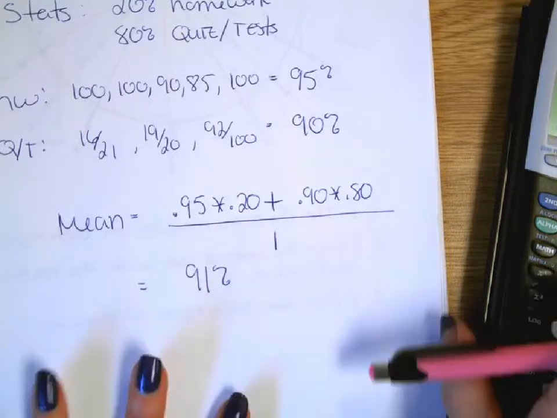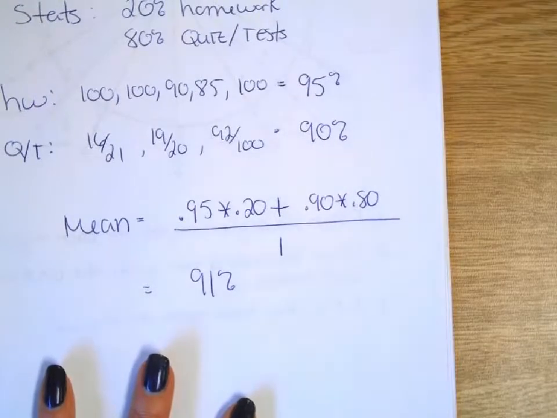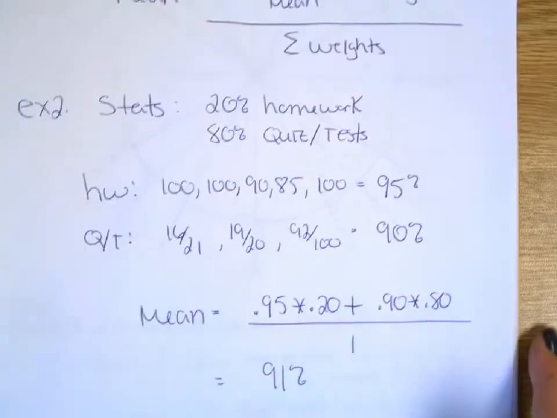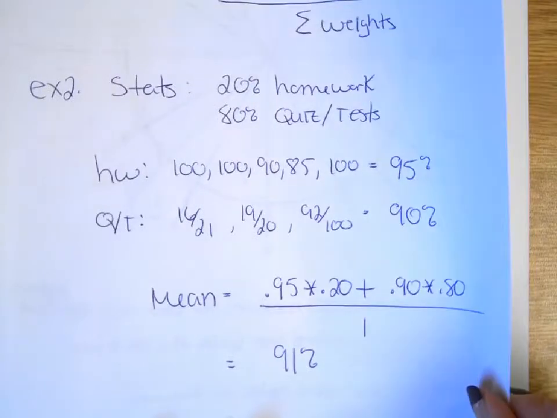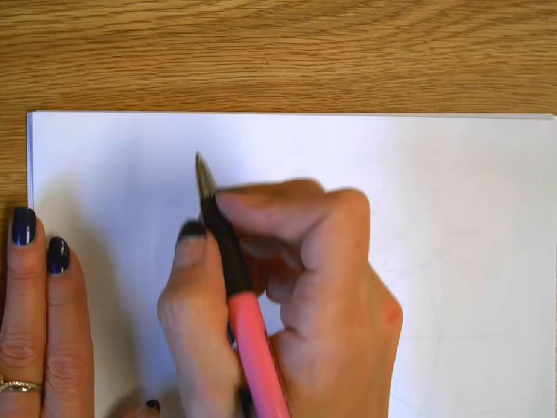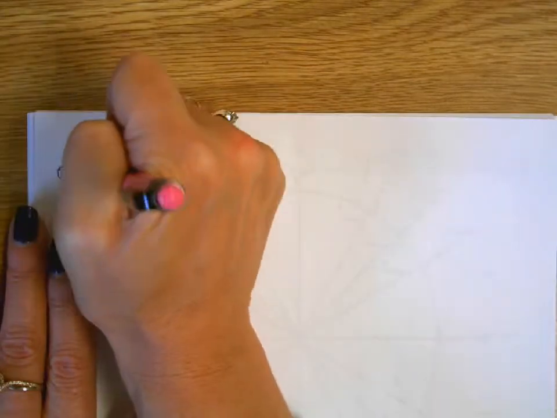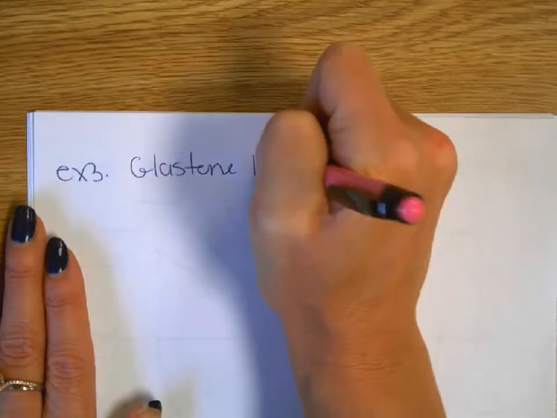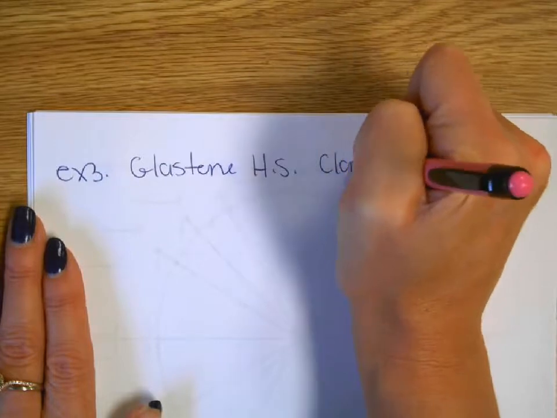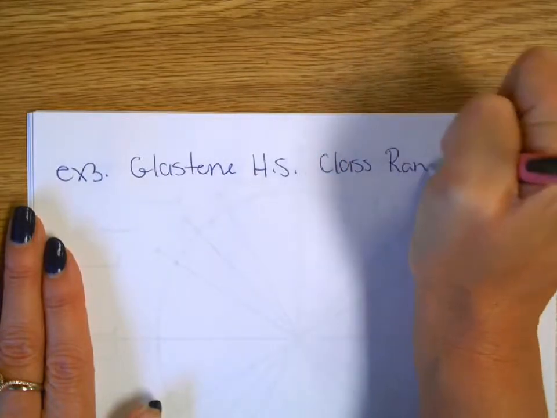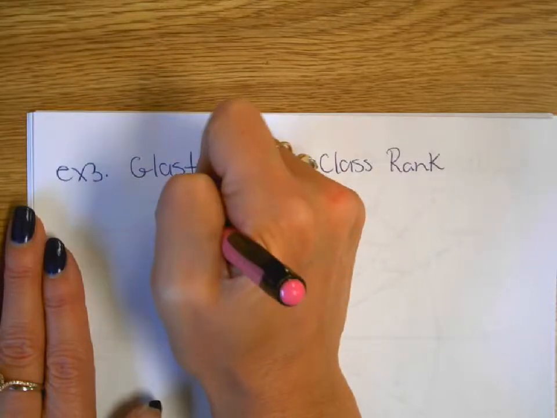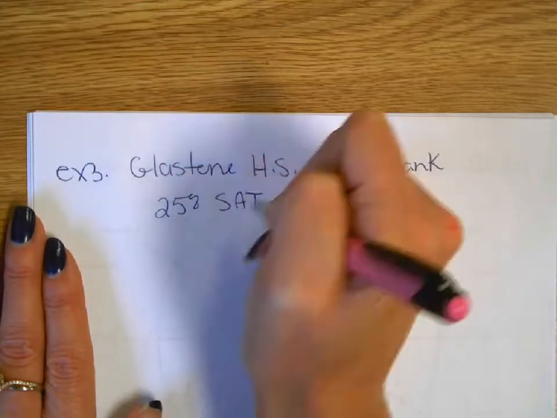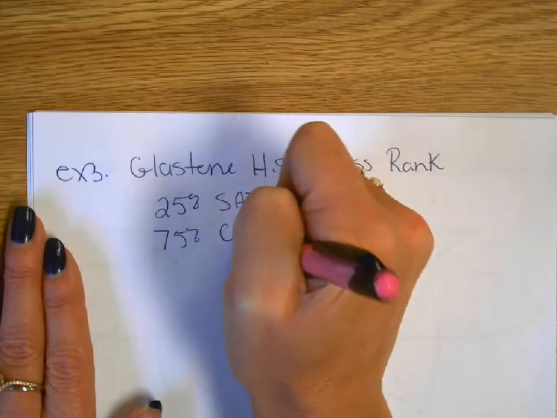Okay, your class rank is also a weighted value because 25% of your class rank comes from your SAT score and 75% comes from your GPA. So we're going to look at a couple of situations and see how the class rank works. So Gladstone High School class rank. So only two categories, 25% SAT and 75% GPA.